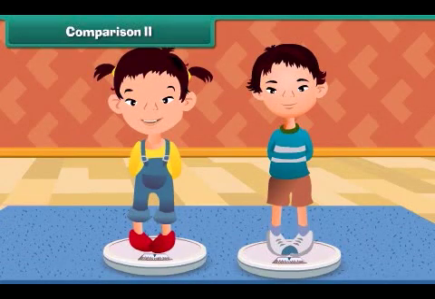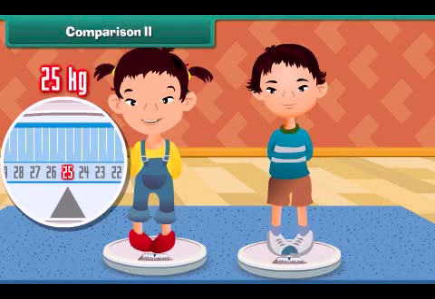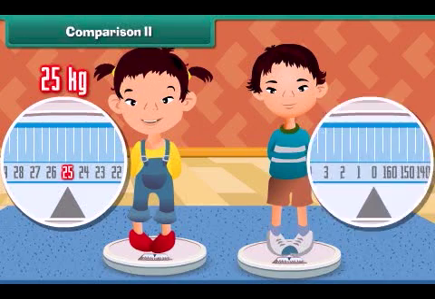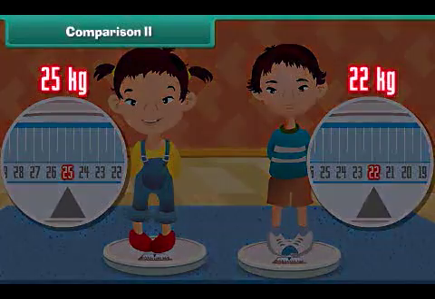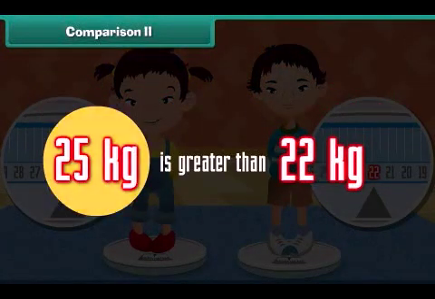2 children measure their weight. The weight of the first child is 25 kilograms and the weight of the second child is 22 kilograms. It is right to say that the weight of the first child is greater than the second one.